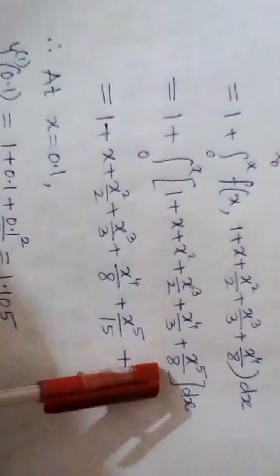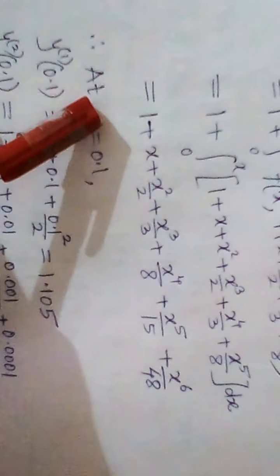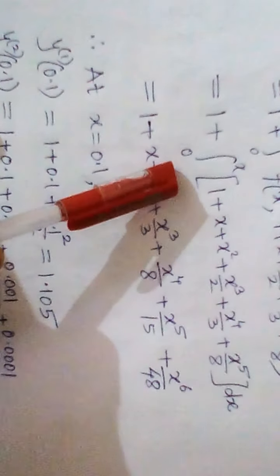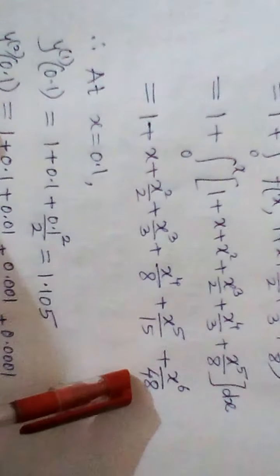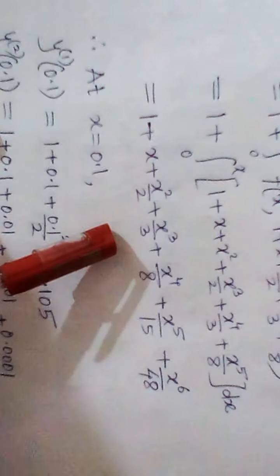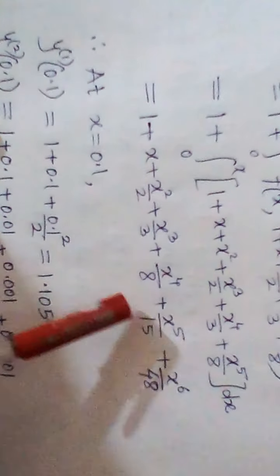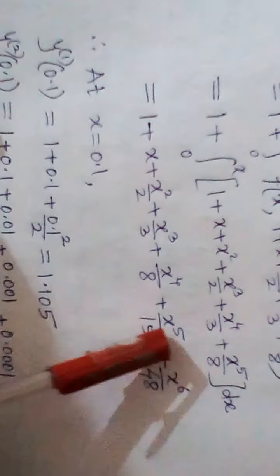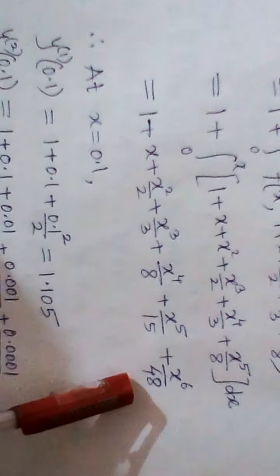It is not difficult. And you integrate this. So what does it give you? 1 as it is. And the lower limit being 0, only the upper limit will contribute here. So it is x plus x square by 2 plus x cube by 3 plus x raised to 4 by 8 plus x raised to 5 by 15 plus x raised to 6 by 48.